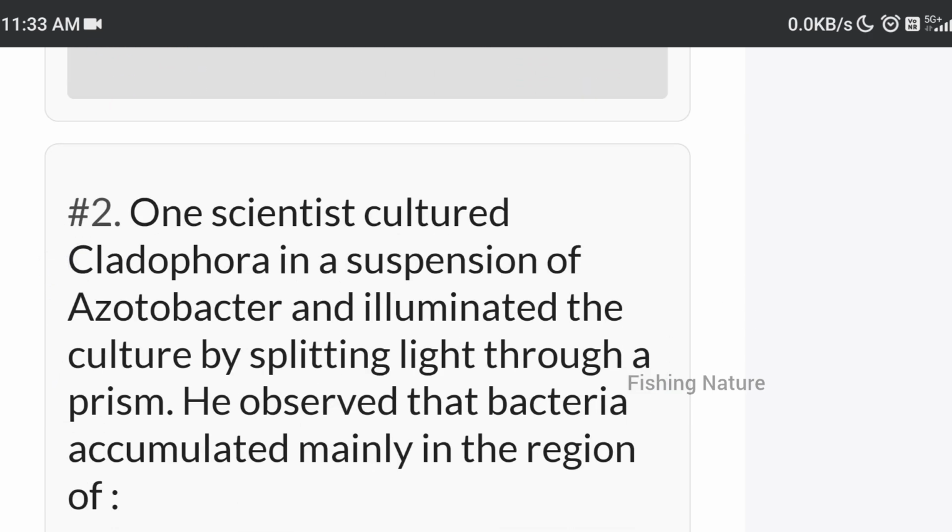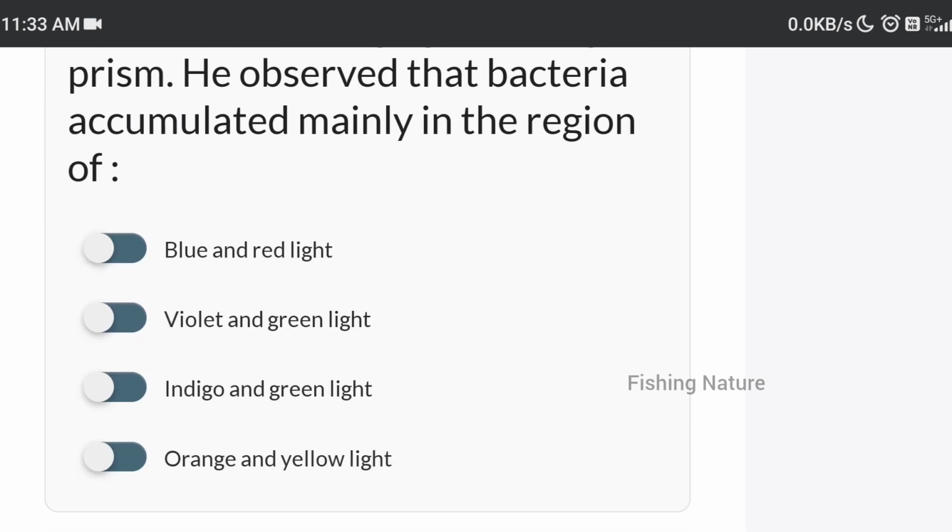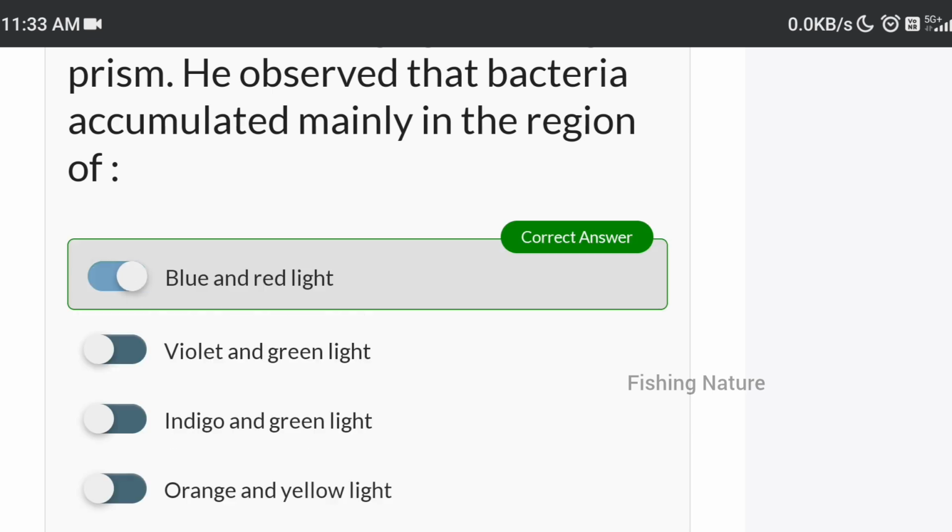Next, one scientist cultured Cladophora in a suspension of Azotobacter and illuminated the culture by splitting light through a prism. He observed that bacteria accumulated mainly in the region of blue and red light, or violet and green light, or indigo and green light, or orange and yellow light. Which is the correct option? It is option A, blue and red light.